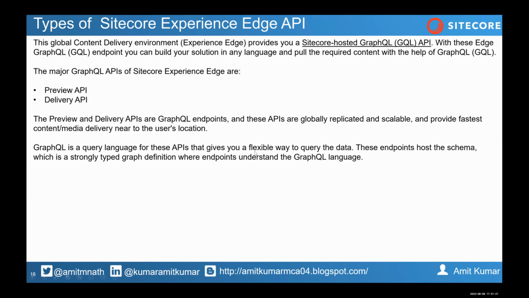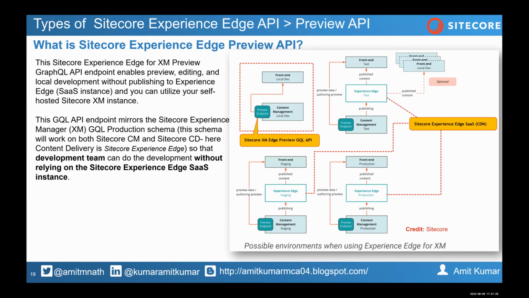So this is a simple flow diagram which explains that if you are on content management, then the preview endpoint is used and the front end will consume the data from there. If you are on a lower environment, you also implement the preview endpoints for your front-end application, and people can use authoring there also.